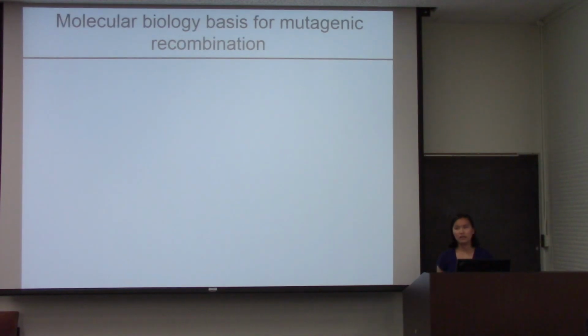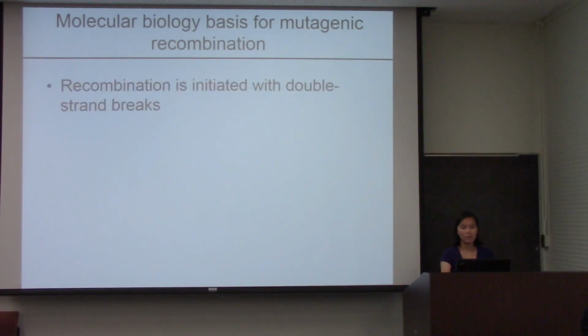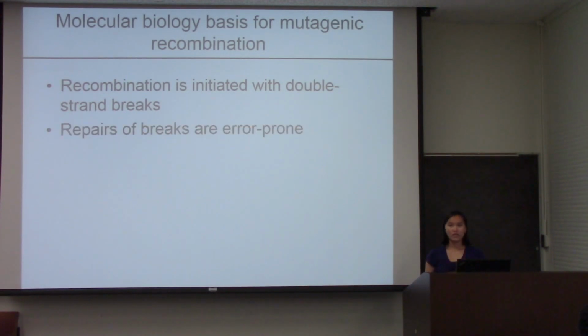One of the hints that point us to looking at the variation in recombination rate is that we think this could have some molecular biology basis. Recombination is initiated by double-stranded breaks. And in the process of repairing these double-stranded breaks, these repair mechanisms are actually quite error-prone. So the idea is that at regions of the genome that have a lot of recombination, and therefore a lot of double-stranded breaks, you accumulate more mutations.